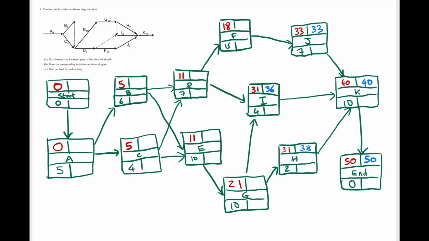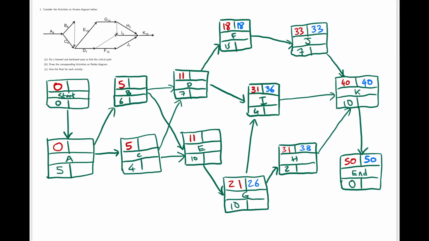F will be the latest time J can finish, which is 33, minus the duration of F, which is 15, it's going to be 18. For G, we want to consider the latest time H can start and the latest time I can start. So we want to finish G at the minimum of those. We want to finish G at least at time 36, and G takes 10 time units. And so this will be 36 minus 10, which will be 26.